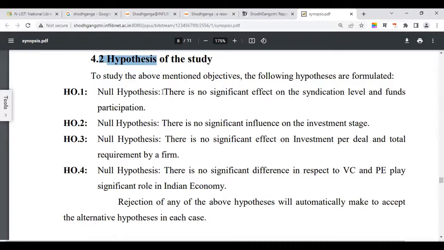For example, see here, there is no significant effect of syndication level on funds participation. So this is the null. No means null, this will not happen. Understand? There is no significant influence, or there is a significant one, positive or negative, up or down. So we have to prove whether it is correct or not through our research. We have to prove or verify our hypothesis, whether it is proved or not proved. So the hypothesis is also there.